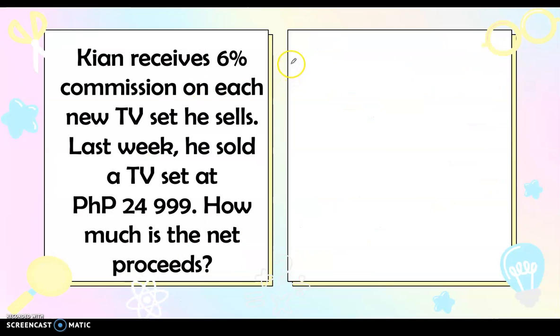Next, Kian receives 6% commission on each new TV set he sells. Last week, he sold a TV set at 24,999. How much is the net proceeds? So we find first the commission so that we can subtract it from the total sales to get the net proceeds. So we have 24,999 times 0.06, since 6% is 0.06 in decimal.